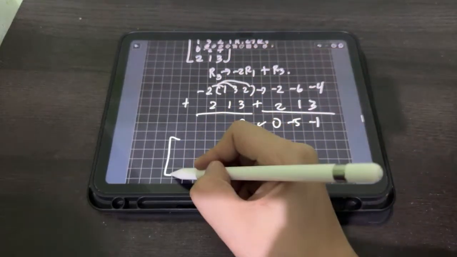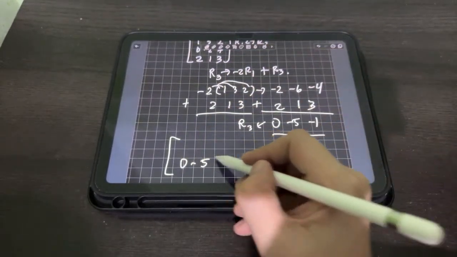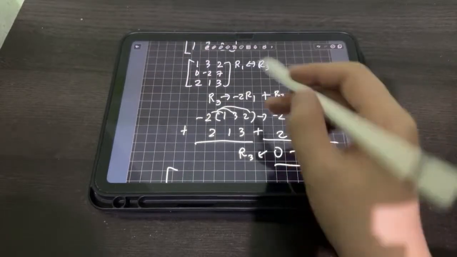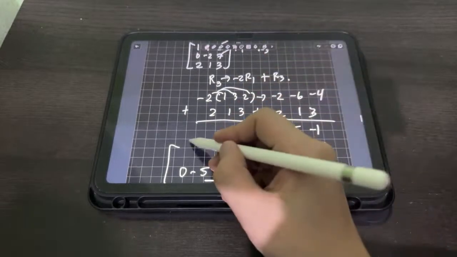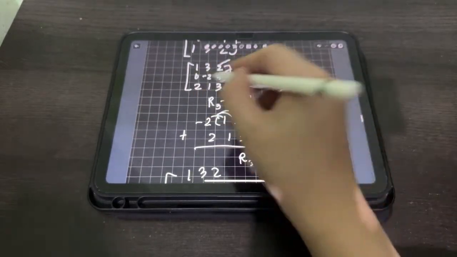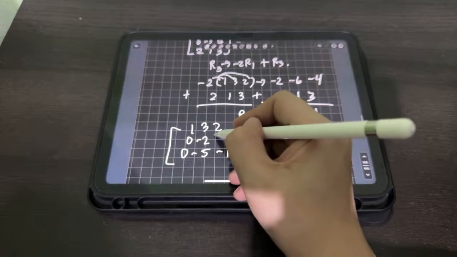So new entries in R3 is 0, -5, -1. And then just copy the entries in row 1 and row 2. So 1, 3, 2, and 0, -2, 7.